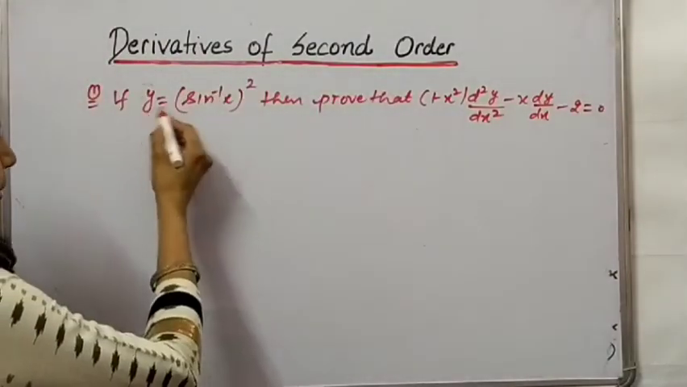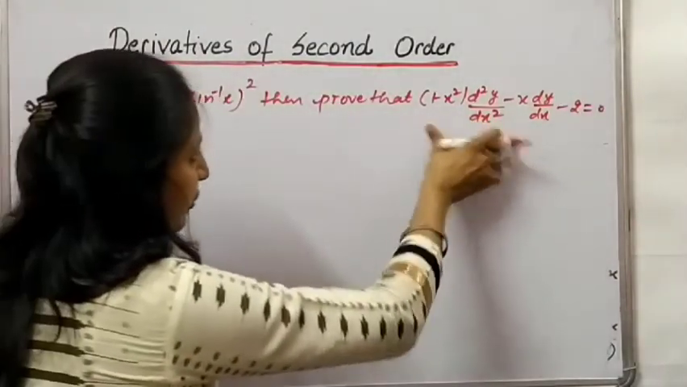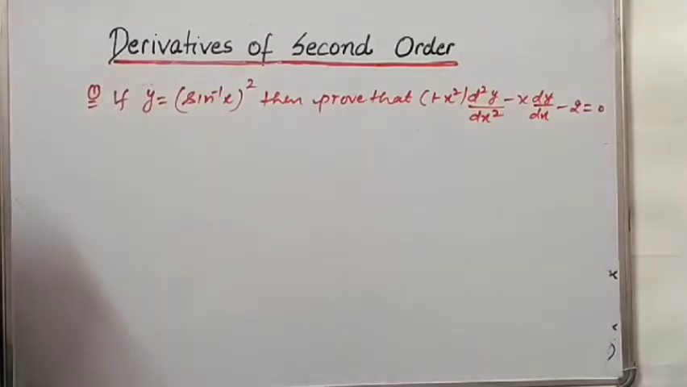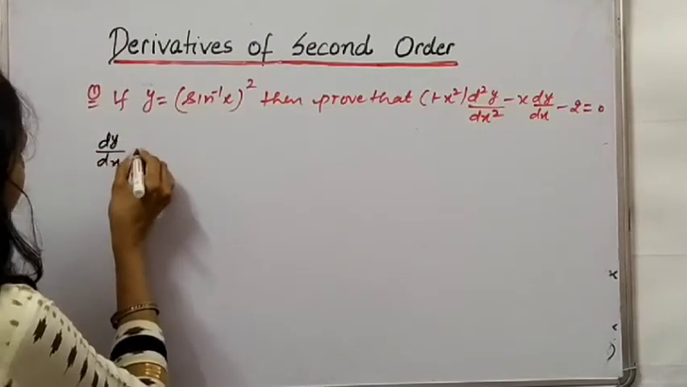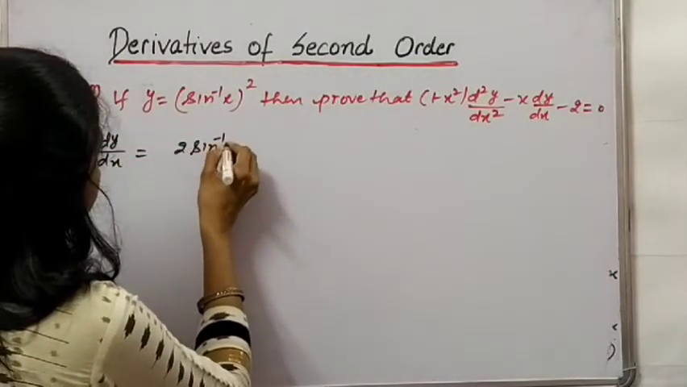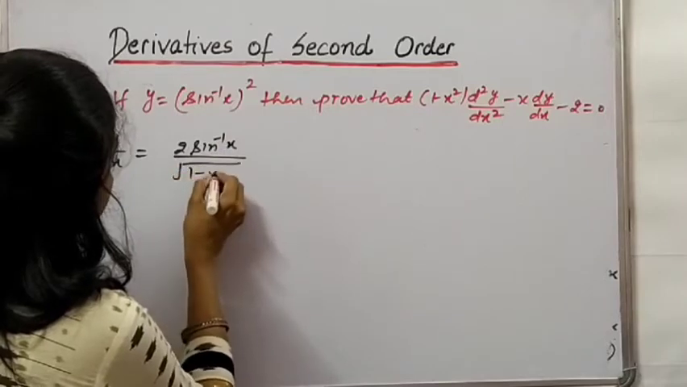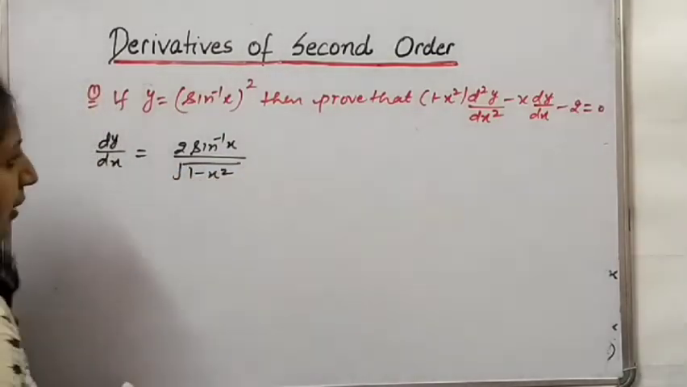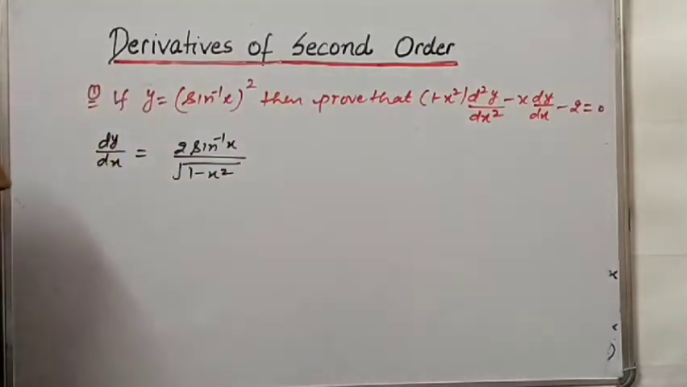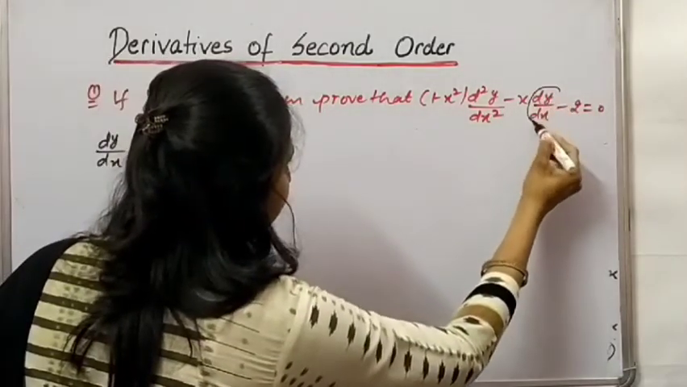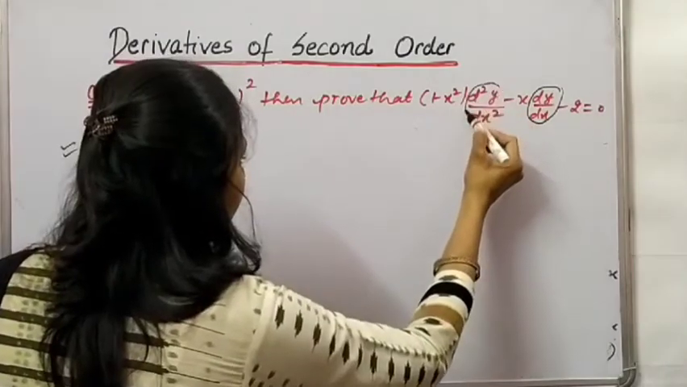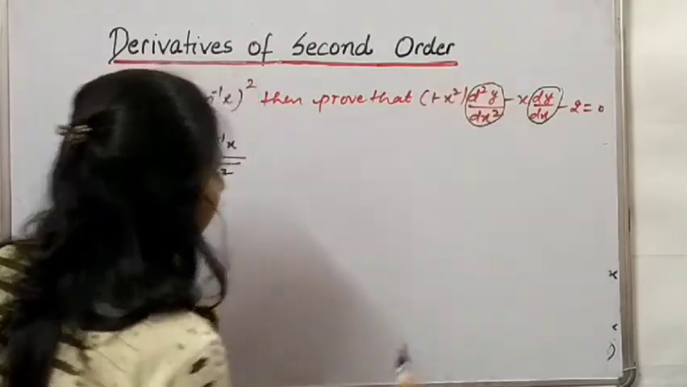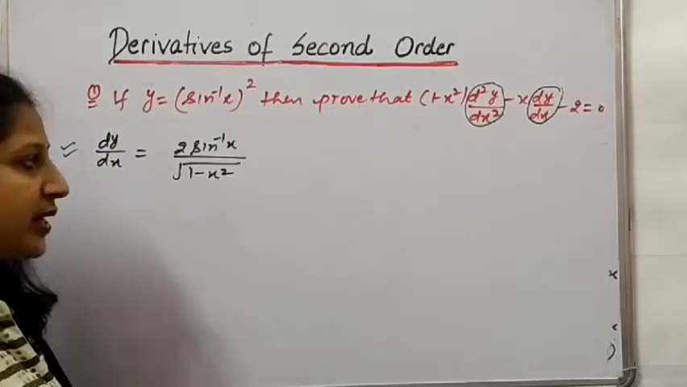So students, y is given and we have to prove this whole expression. So first of all we will find the first order derivative, that is dy by dx. So from here dy by dx is equal to 2 sine inverse x upon root 1 minus x square. Now what to do? Our requirements are dy by dx, so we have determined the value of dy by dx, and second, we have to find the value of d2y upon dx square.